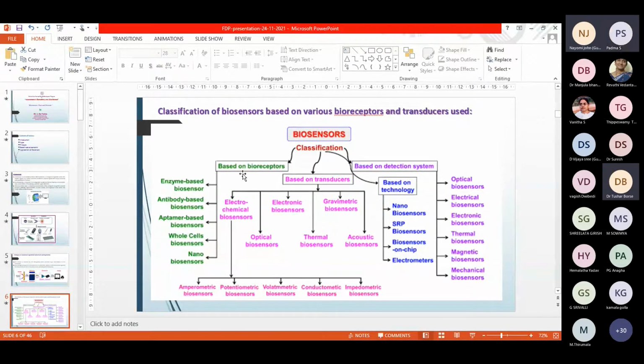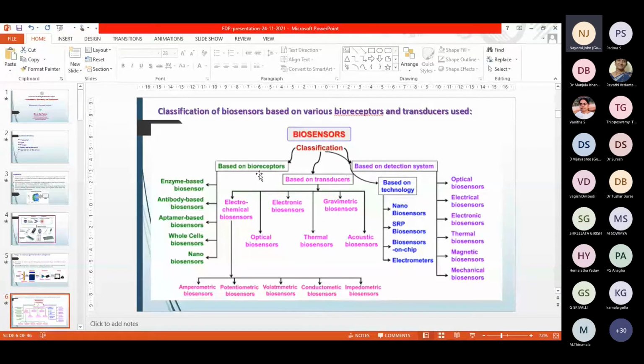Based on the type of the bioreceptor, if the bioreceptor is an enzyme, the biosensor is classified as an enzyme-based biosensor. If the bioreceptor is an antibody, it is an antibody-based biosensor. Aptamers, either RNA or DNA oligonucleotides, can be called aptamer-based biosensors, or whole cells. If nanoparticles are used for the immobilization of various biological particles, then you call it a nanobiosensor. So that is one type of classification based on the bioreceptors.